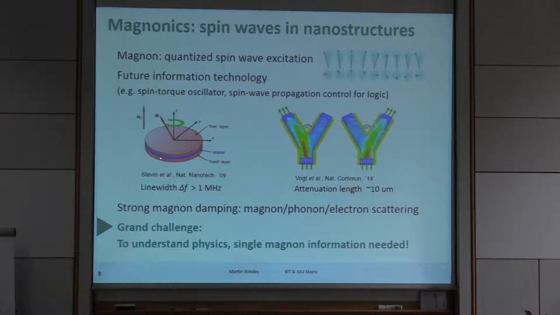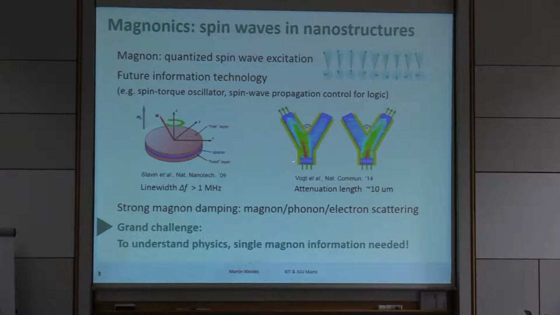It's based on two ferromagnetic layers separated by a spacer. If you send a DC current through this system, there's spin accumulation taking place in the upper electrode, and the magnetization starts to precess, and microwave radiation is emitted. Or another implementation of information processing with magnons is depicted to the right.